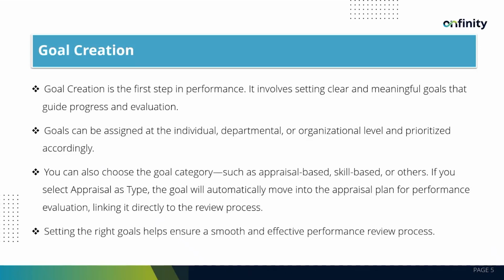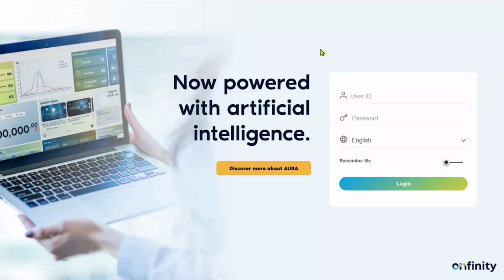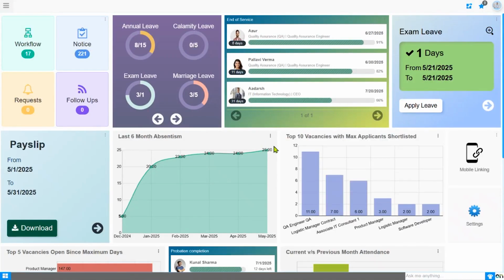Now let's move to the application and look at how we can create the goal. Let's begin by logging into the system. Here's the login page. I will enter the user ID as Aditya and input the password to log in securely. Once logged in, I am taken to the home page. You can see a few mosaics displayed here.